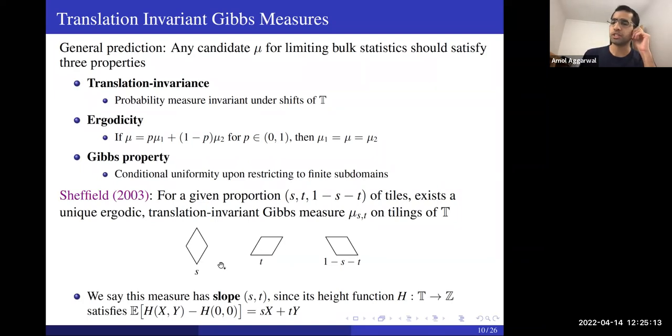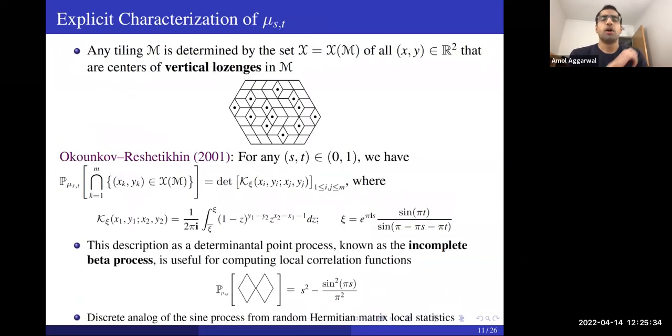Okay, and we say that this Gibbs measure mu ST has slope (s, t) because its associated height function h can be viewed as a random surface, and that surface on expectation has slope (s, t), as shown by this equation here. So what I gave you so far was an abstract characterization of what the candidate for these local statistics should look like.